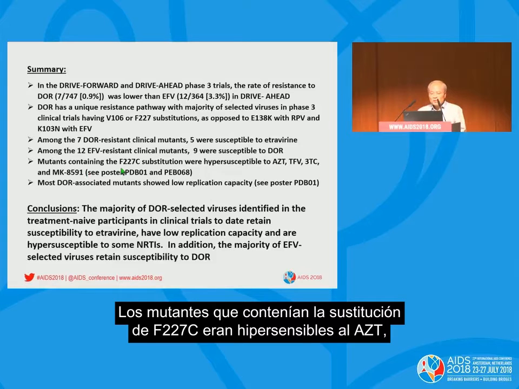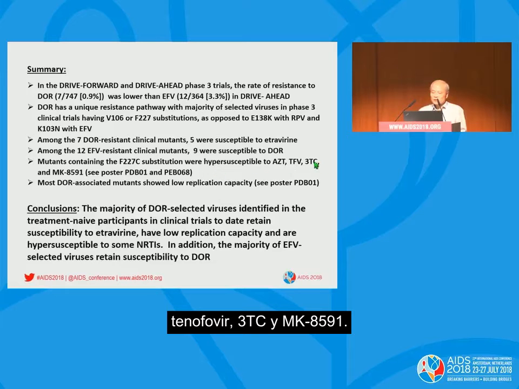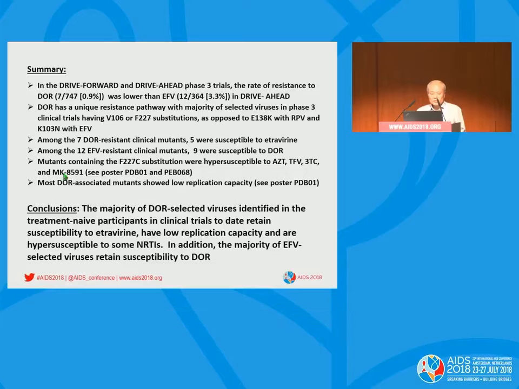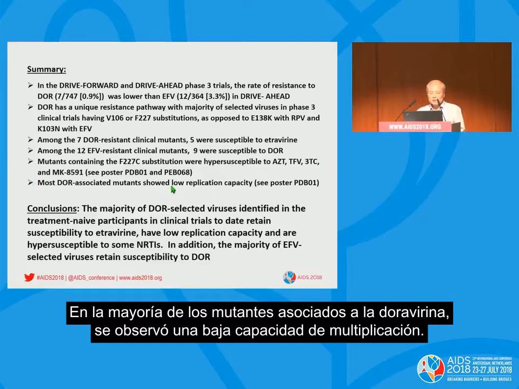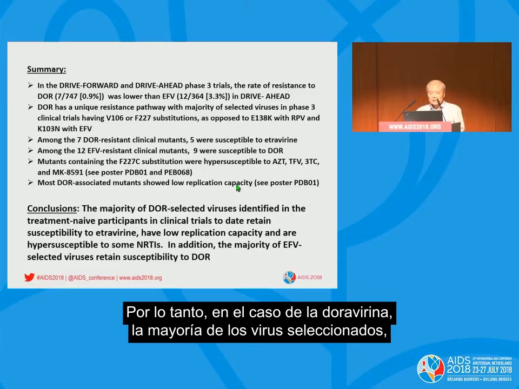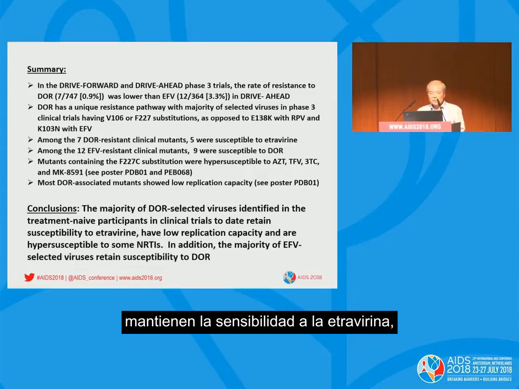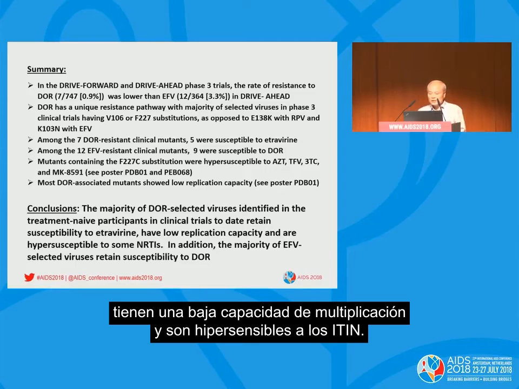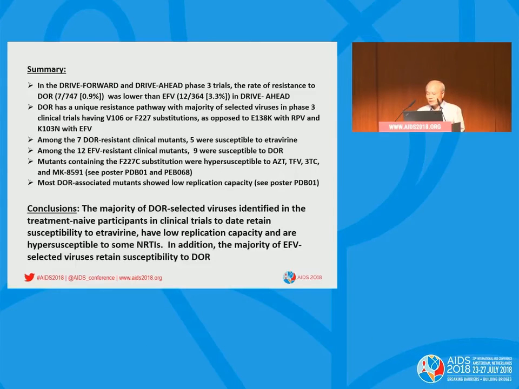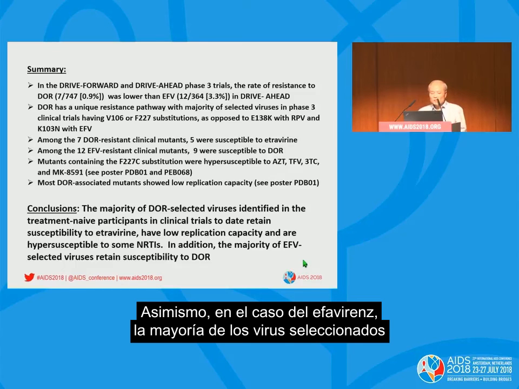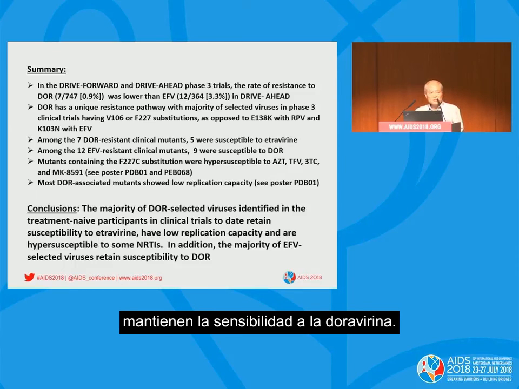Mutants containing the F227C substitution were hypersusceptible to AZT, tenofovir, 3TC, and MK-8591. Most of the doravirine-associated mutants show low replication capacity. So in conclusion, the majority of doravirine-selected viruses identified in the treatment-naive participants in clinical trials to date retain susceptibility to etravirine, have low replication capacity, and are hypersusceptible to some NRTIs. In addition, the majority of efavirenz-selected viruses retain susceptibility to doravirine.